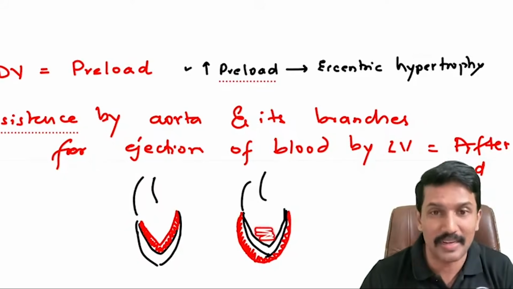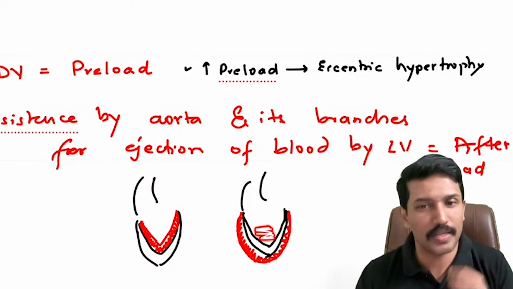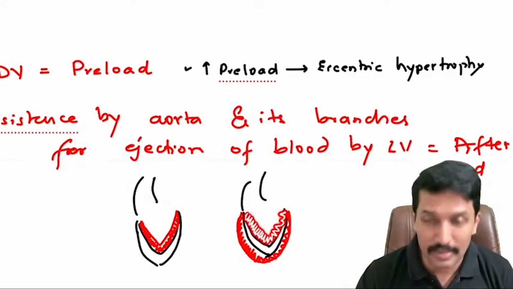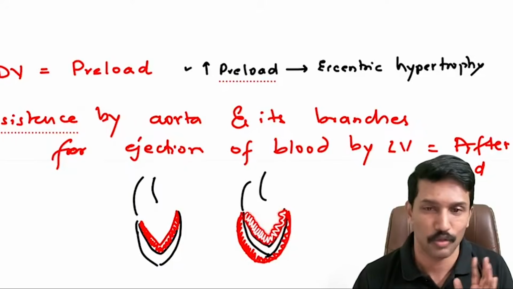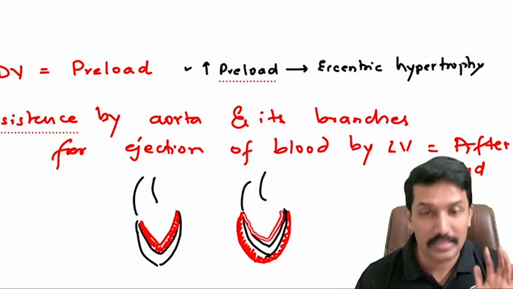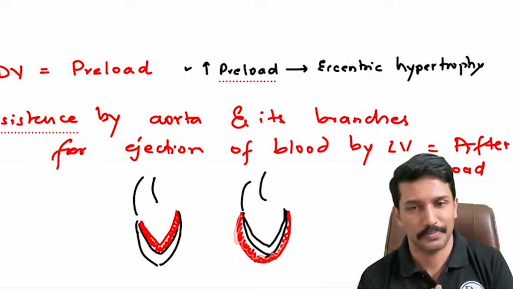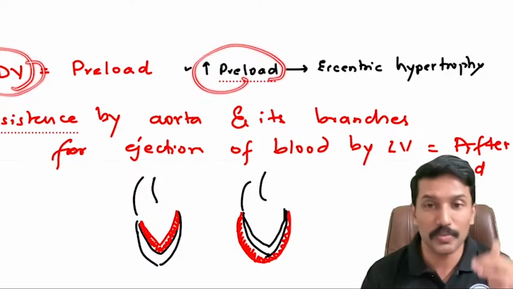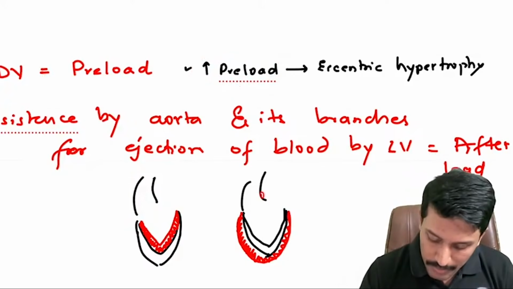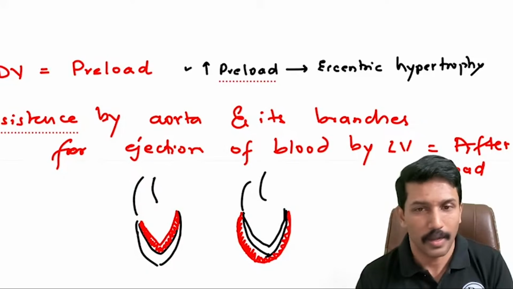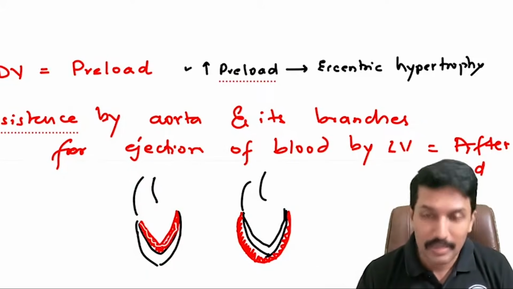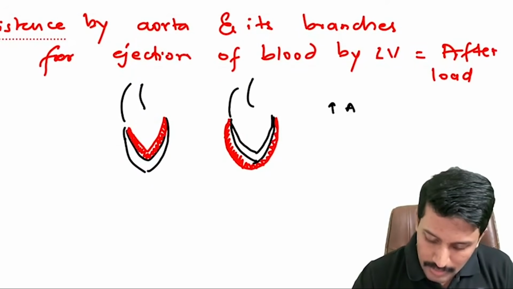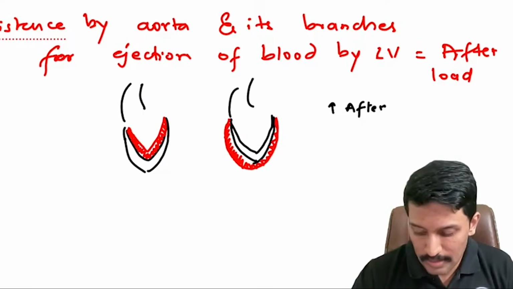So if I have more volume inside the ventricle, to keep that volume, I need space, right? So is it a wise decision for nature to put the muscle mass inside if the volume of blood inside the ventricle is already high? I don't want to compromise the cavity size. I will add the muscle outside. This is what we call eccentric hypertrophy, because here the main problem was volume increase in the ventricle. But when the resistance by the aorta or its branches increases, I don't have a volume problem. So then I can add the muscle inside. So generally, increased afterload leads to concentric hypertrophy.